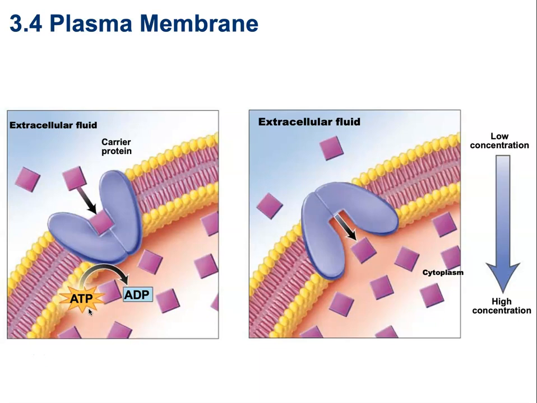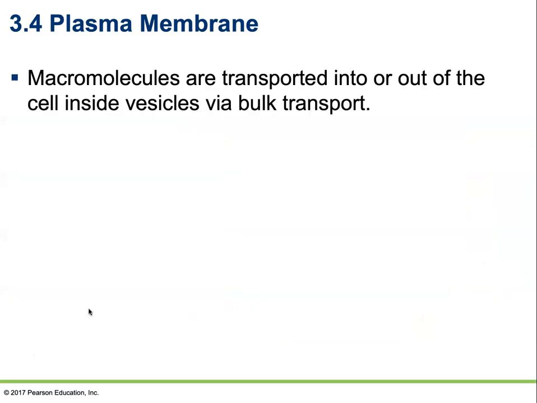But there are other forms of active transport, and these are, of course, going to require ATP as well. But they are utilized for moving molecules that are much larger than can be handled by a carrier protein. These are what are known as macromolecules. Macromolecules like proteins, polysaccharides, nucleic acids are going to be way too large to be transported into or out of the cell by just a carrier protein. They're going to require bulk transport.